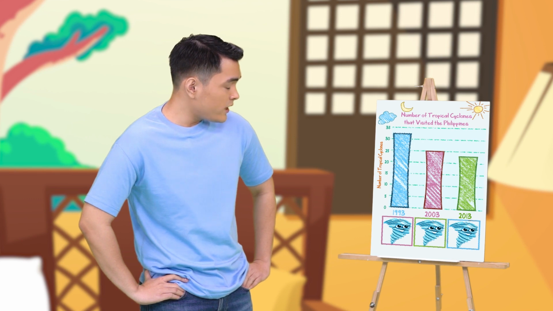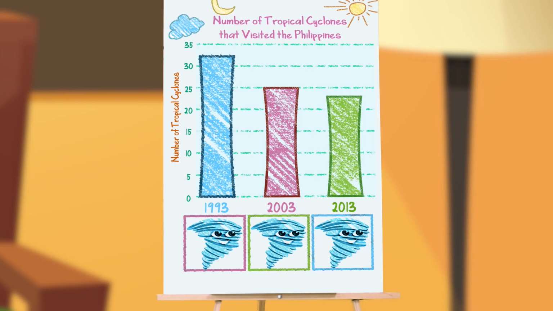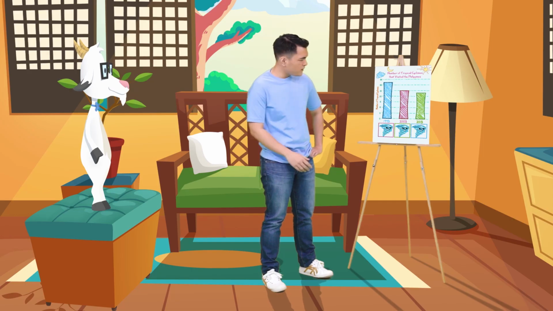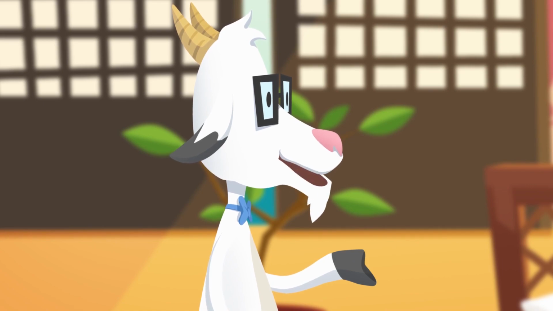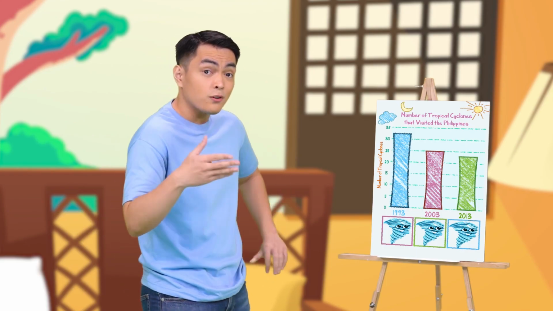Well, I'm just wondering if we're going to have more typhoons this year. Interesting. Did you find out yet? Well, there were fewer typhoons in 2003 and 2013 than in 1993. Hopefully, the numbers don't get high this year, but it's really hard to tell. But at least we have an idea, right? That's right. And that's one of the uses for bar graphs. It helps us prepare for what may happen in the future.